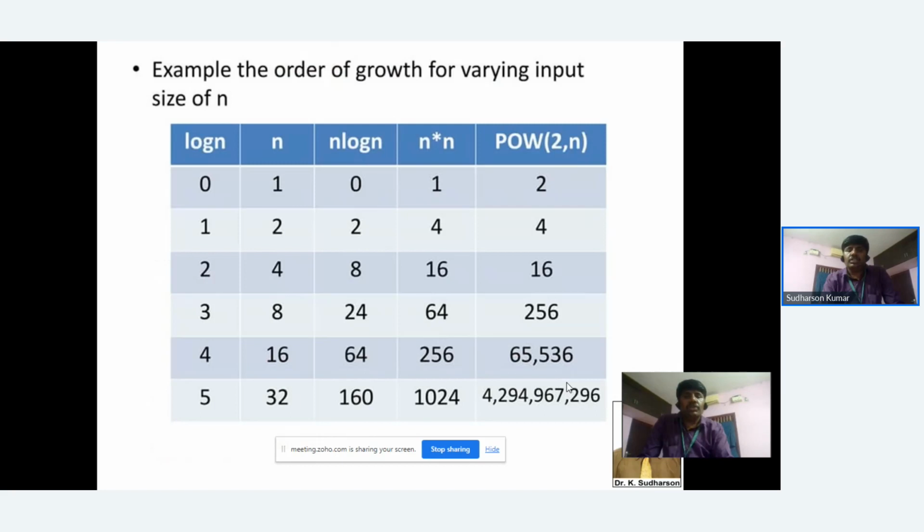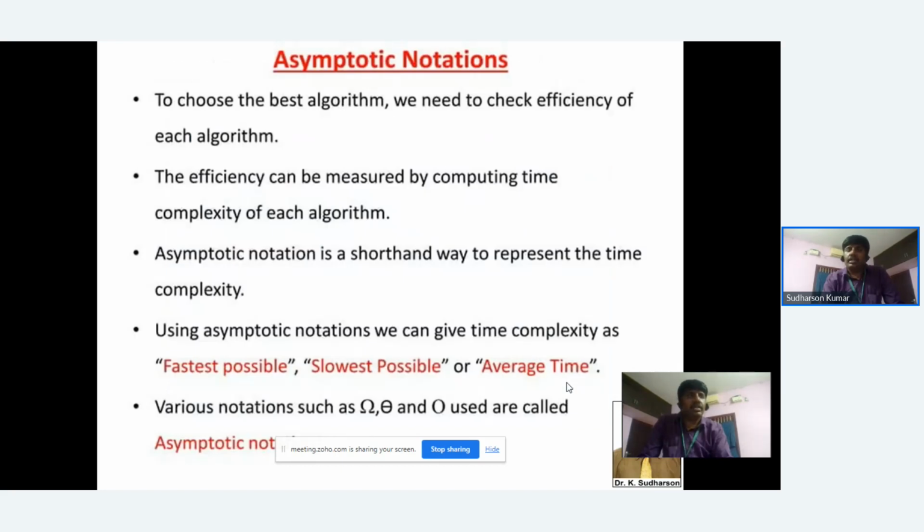So that's all for today's session. In the next session we'll see asymptotic notation. This is how we can denote the time and space complexity of an algorithm in a simple manner. There are three types of asymptotic notation, and we'll see in the upcoming session which three notations represent the time complexity of an algorithm. It is a simple way to represent the time complexity of an algorithm.